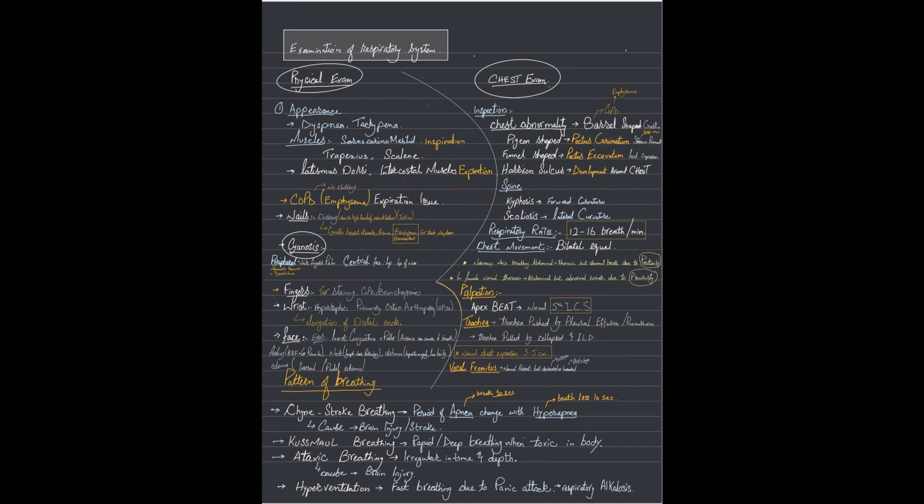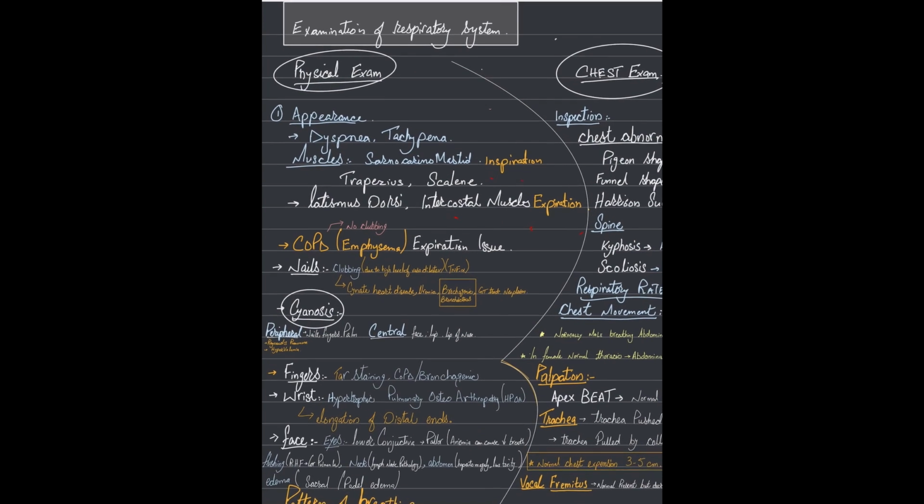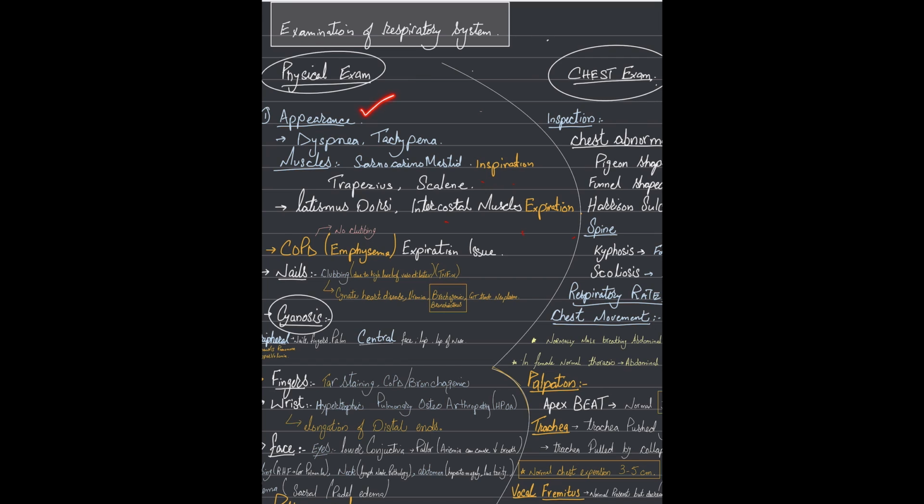What are you going to see in the examination of the respiratory system during pathologies? The appearance. We're going to see dyspnea, trachea, and muscles involved during breathing. During inspiration these are the sternocleidomastoid, trapezius, scalene, latissimus dorsi, and intercostal muscles during expiration.